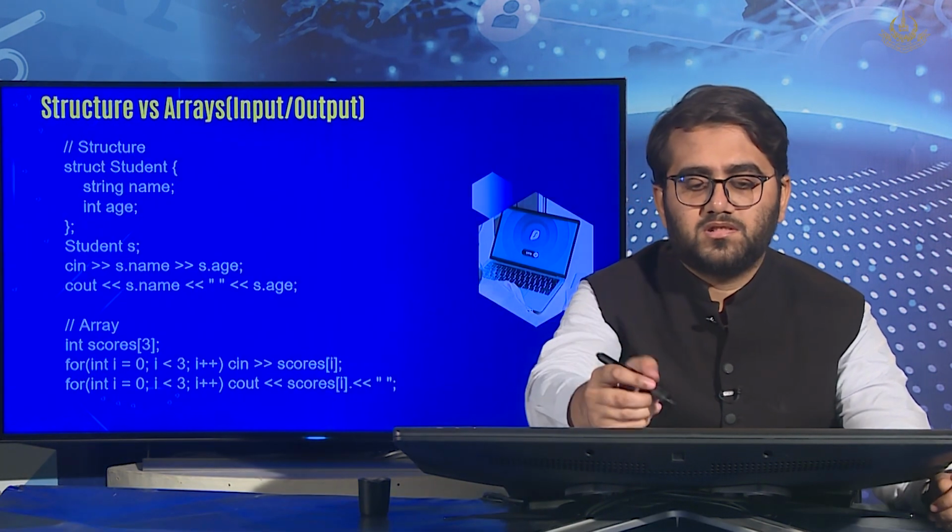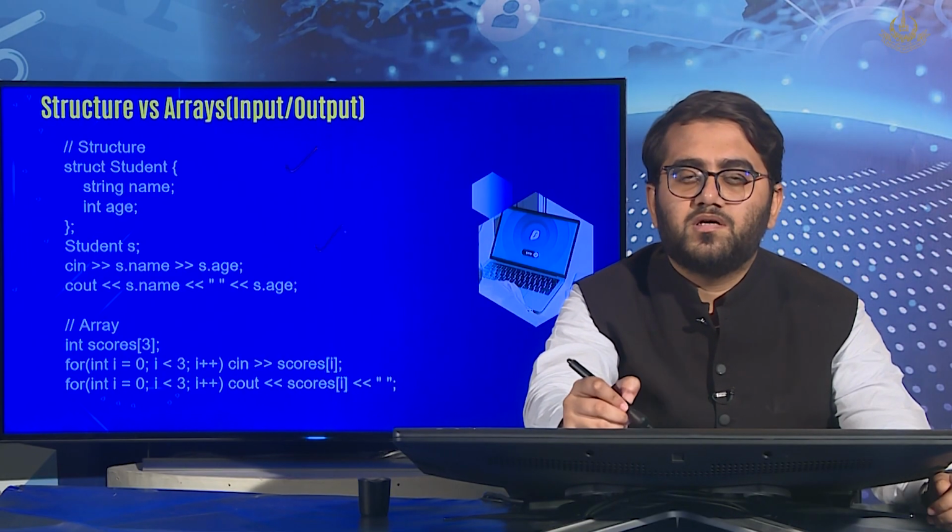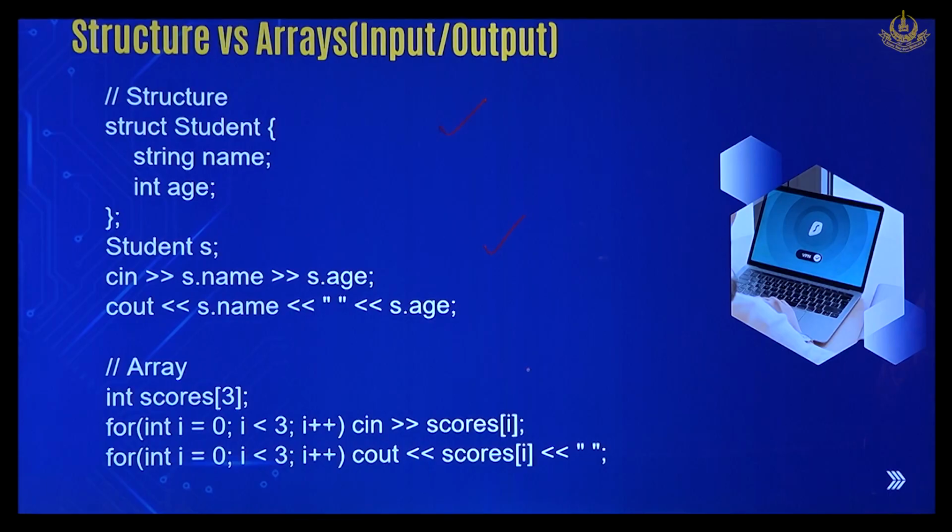Okay, so here we can see a simple structure which has been declared and the way its input and output will be handled. Similarly, we have an array which has been declared, and then how are we going to take the input for that particular array? For that array, we are initializing a loop from 0 to less than 3. It will go over 0, 1, 2. It will iterate over 3 indices, and then it will take the input. Similarly, we will follow the same loop for output as well.